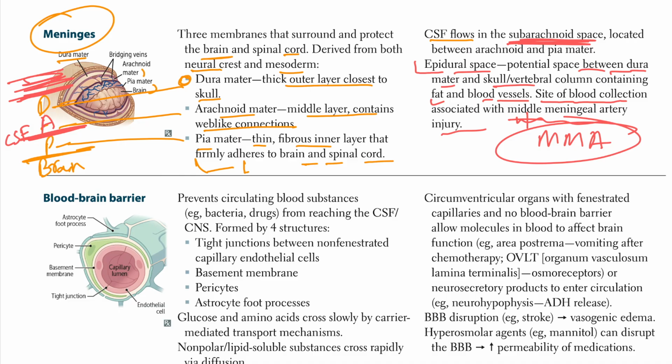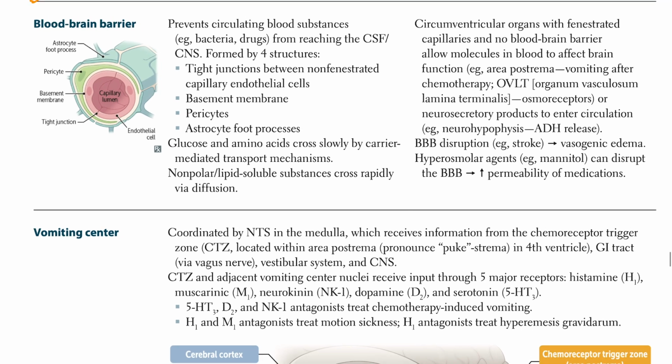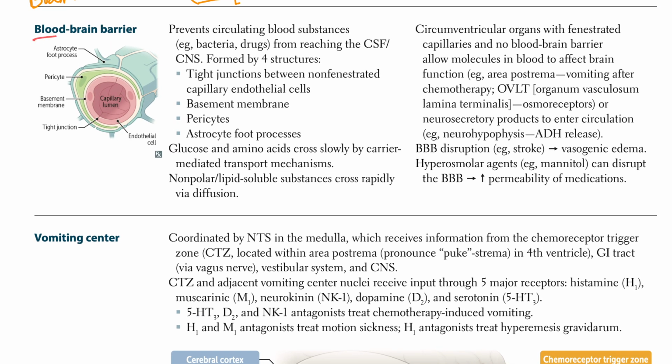Okay, now let's talk about the blood-brain barrier. The blood-brain barrier prevents circulating blood substances, for example bacteria and drugs, from reaching the CSF and CNS. It is formed by four structures, high yield. First, we have the tight junction between the non-fenestrated capillary endothelium. The second is the basement membrane, and third is the pericyte. Fourth is astrocyte foot processes.